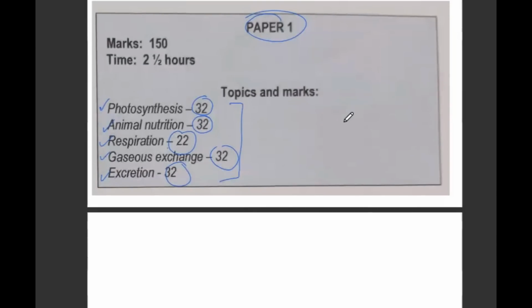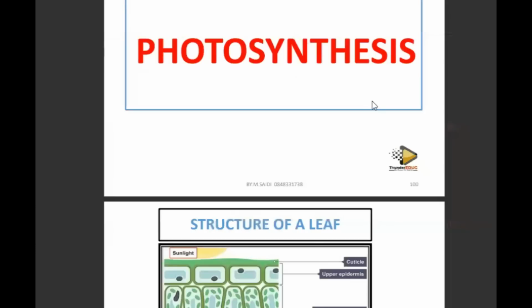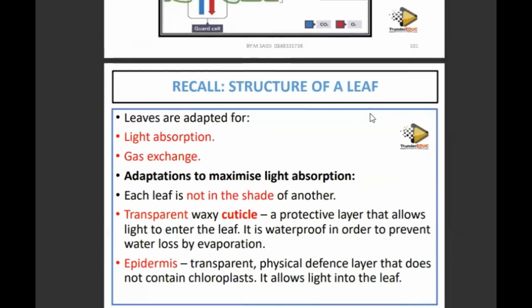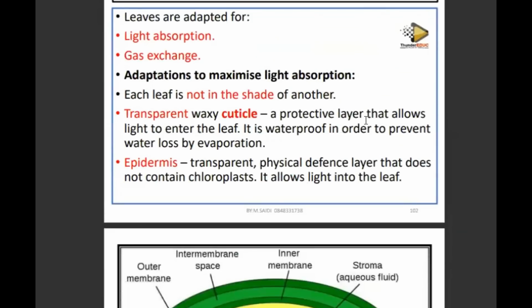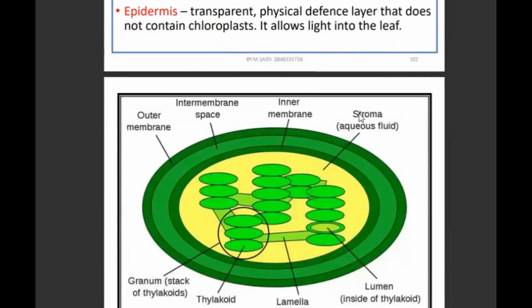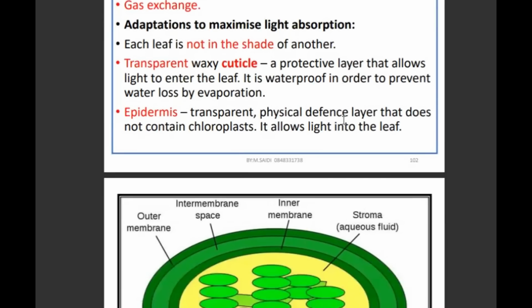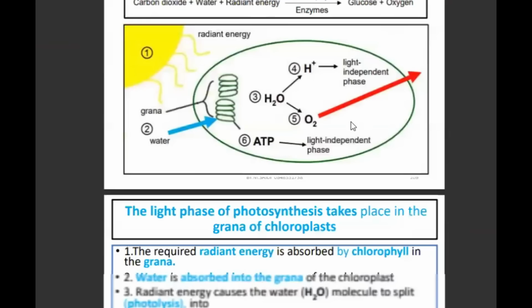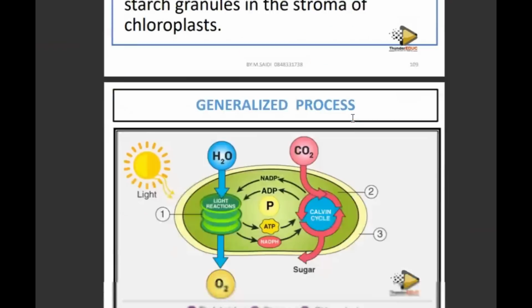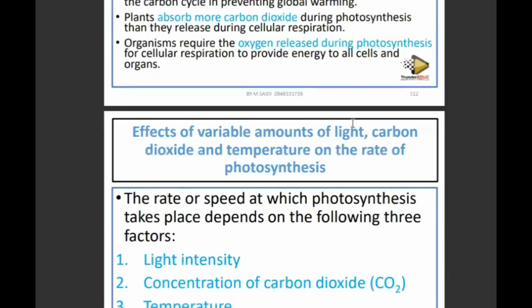So what are you supposed to focus on so that you can score the 32 marks in photosynthesis? Let's go to our distinction material. When you come to photosynthesis, you need to know the phases involved in photosynthesis, that is the light phase and the dark phase. But in most cases, if we don't bring these phases, we bring the factors which affect the rate of photosynthesis.